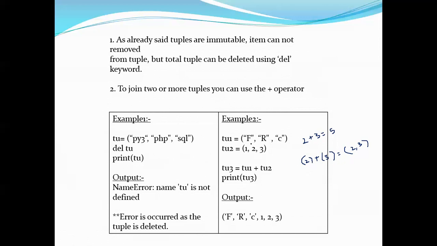Similarly, in this example, I got one tuple with 3 elements f, r, c and another tuple with 3 elements 1, 2, 3. When I use the plus operation here, I got f, r, c, 1, 2, 3. So a joining operation has happened, right? So here you cannot find any append or extend operation. Why? Because those are object level methods which will update your tuple. Since you cannot change the values of the tuple once it is initialized, those updation methods are not present in tuples.